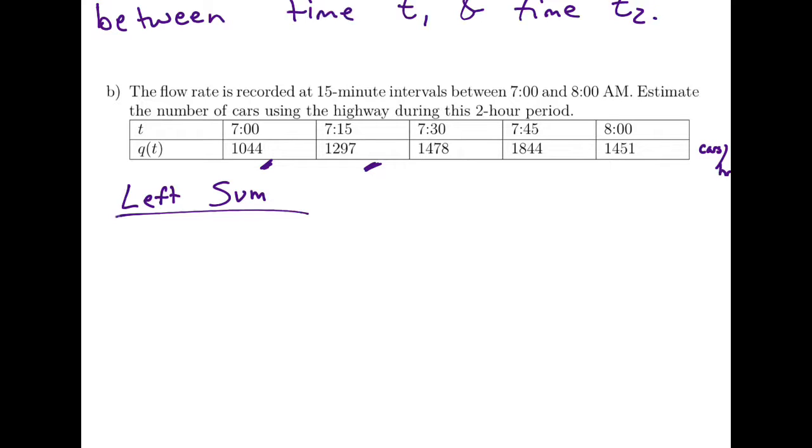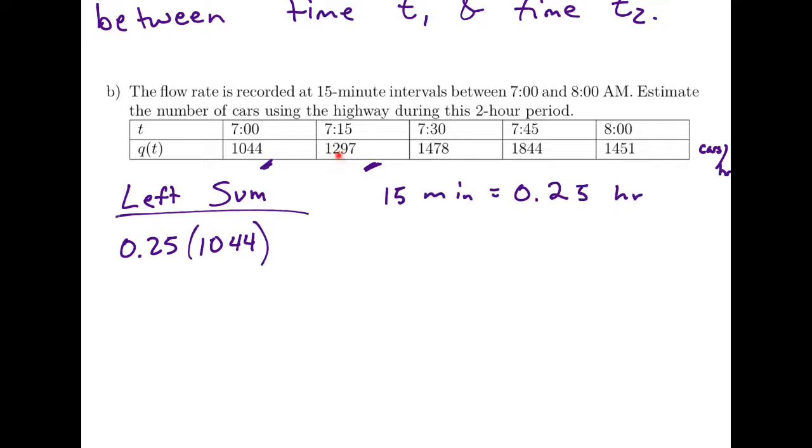So instead of multiplying by 15 minutes, we want to multiply by a quarter of an hour, right? And so if we're looking at that first 15 minutes, then we're going to have a quarter of an hour times 1,044 cars per hour. So that's that first 15 minutes.